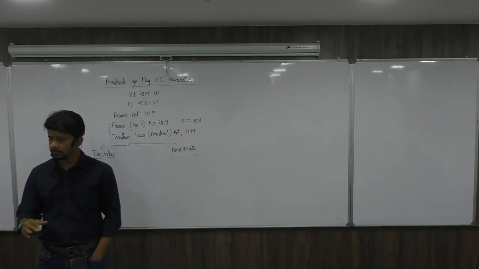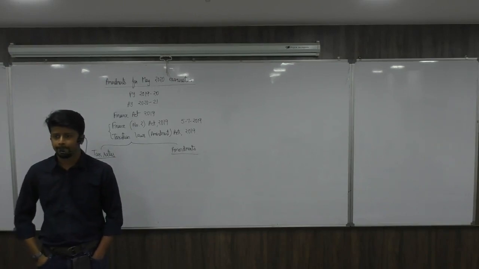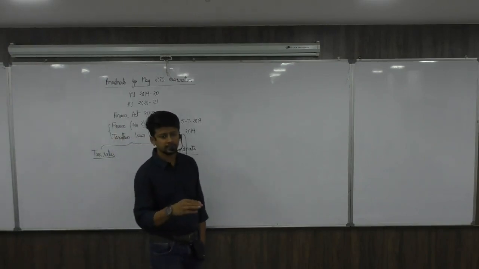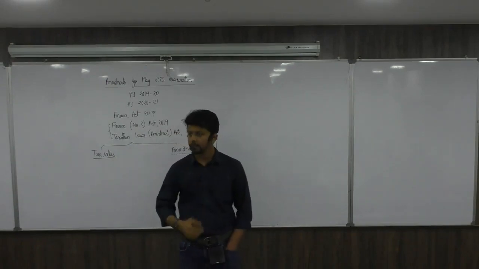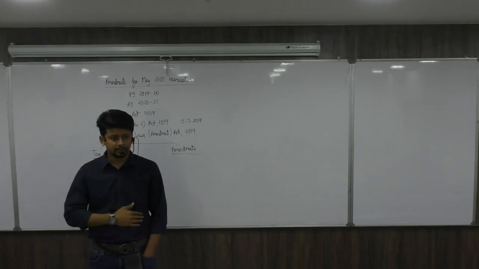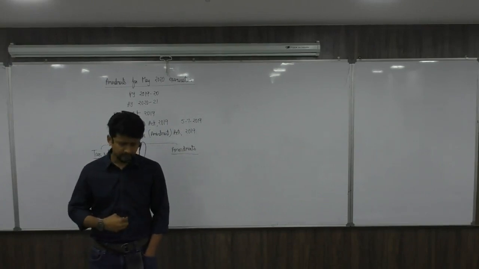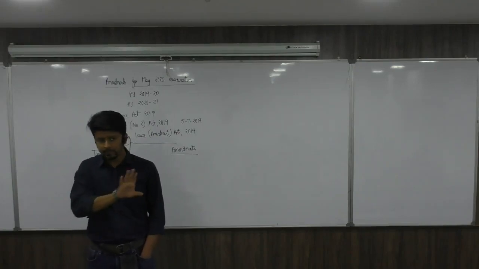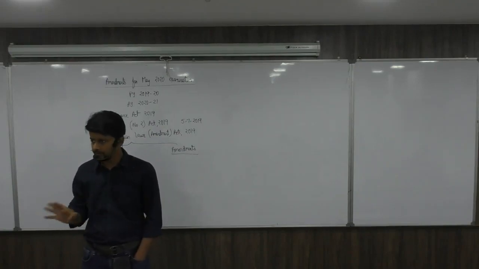Partnership firm 30%. Senior citizen, what's the tax rate? Senior citizen, somebody who is 60 or above but less than 80, the basic exemption limit of 3 lakhs, over a slab rate. Super senior citizen? 5 lakhs. Perfect. And everybody else? 2 lakhs. Slab rates have not changed.